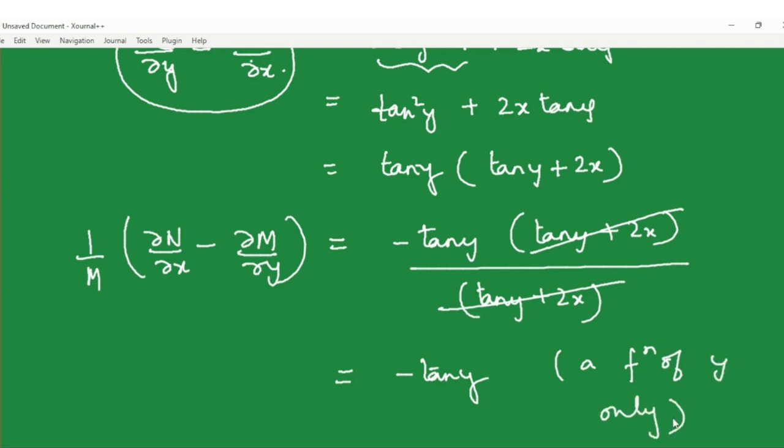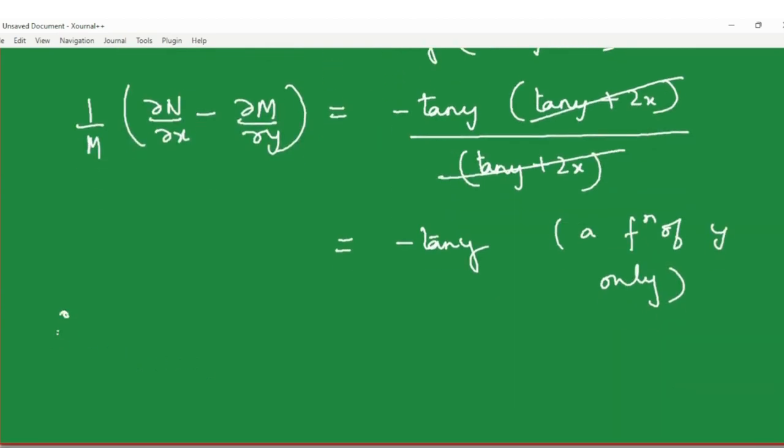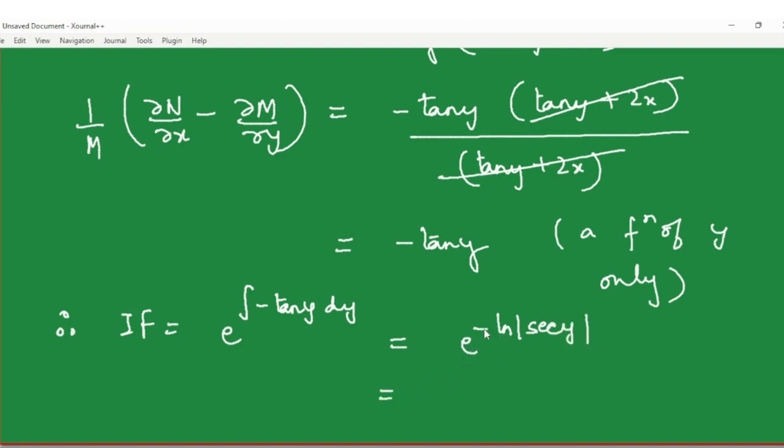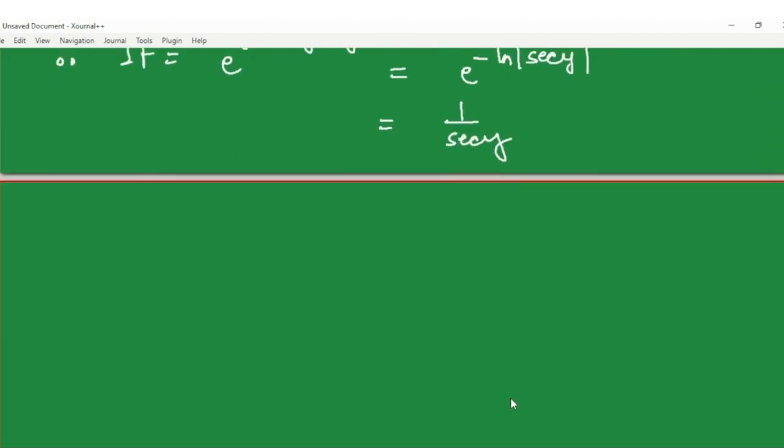Only y is involved in this expression, so my integrating factor according to rule 2b is going to be e to the power integral of minus tan y dy, and we know that it's equal to e to the power minus log of sec y, as the integral of tan y is log of sec y. So using the property of log, I take the minus to the power, and 1 by sec y is going to serve as the integrating factor.